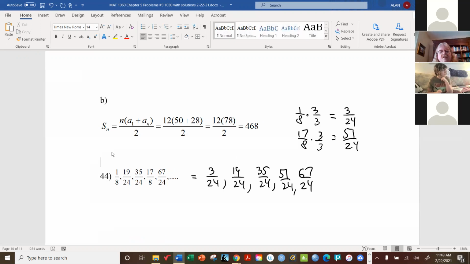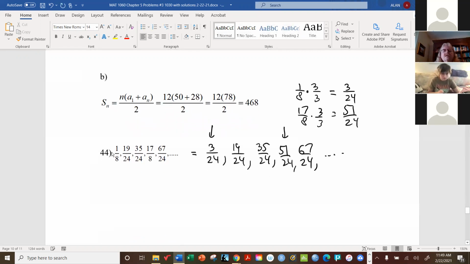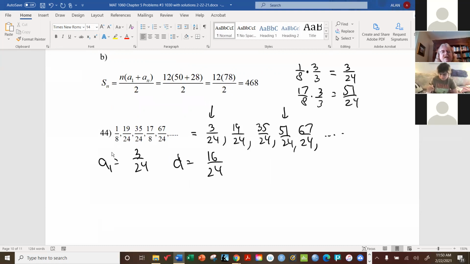Okay, yes, so there it is. So I replaced 1/8 with 3 24ths and 17 eighths with 51 over 24. So now it should be clear that A1 is 3 over 24 and D is 16 out of 24. Before, it wasn't that obvious, was it? No, it wasn't the least bit obvious. So by giving them a common denominator, we made things a lot simpler for ourselves. Now, if I write this sequence out, like I've been doing, it's a little awkward, but we can manage it.